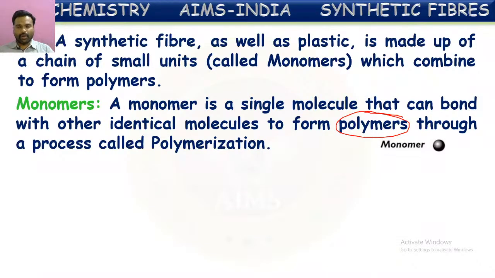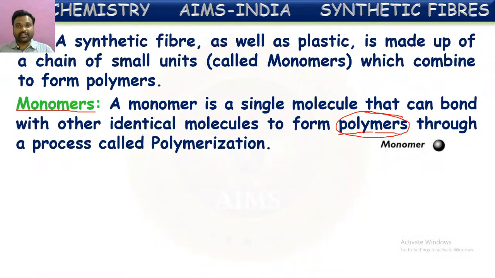So polymers are formed from the monomers. This formation of polymers from monomers is called polymerization. Mono represents a single. Mer is nothing but unit or molecule. Monomer means single unit or single molecule. So monomers combine together to form polymers. Here in this term, poly represents many. Mer represents unit or molecule. Polymer means the compound formed by many molecules combining one to other.